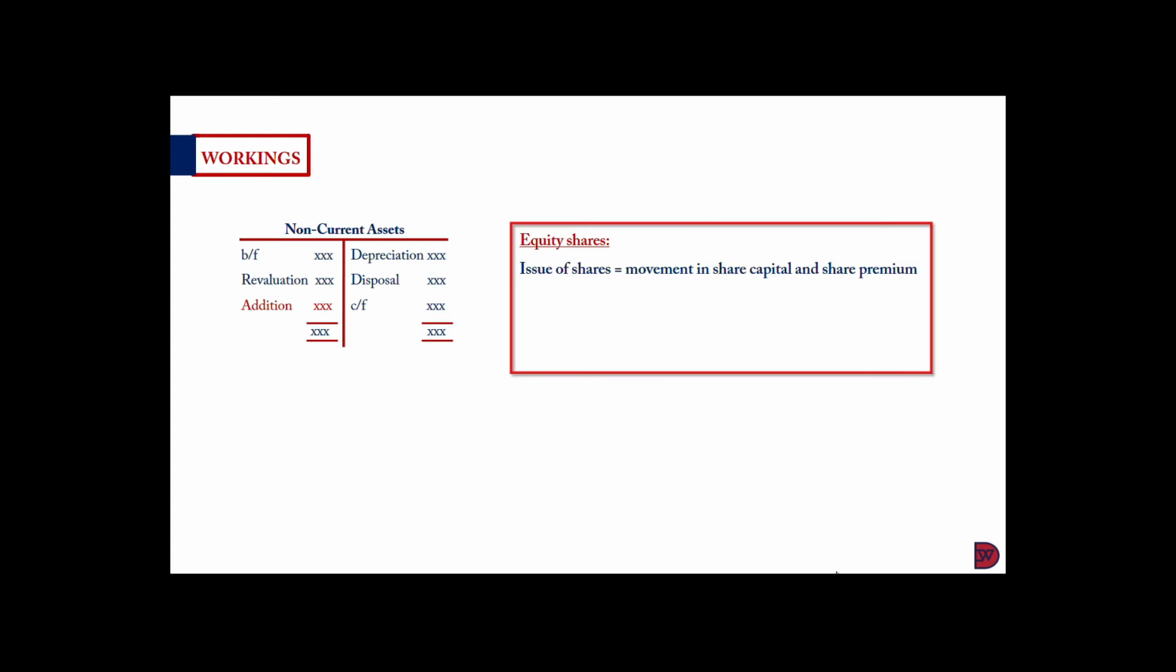When we come to equity shares, you just look at the prior year figure for share capital and share premium. Then you estimate the movement. For borrowings, if the prior year is less than this year, it means that there's an issuance of debt. If the prior year is more than the current year, there has been a repayment of the debt.